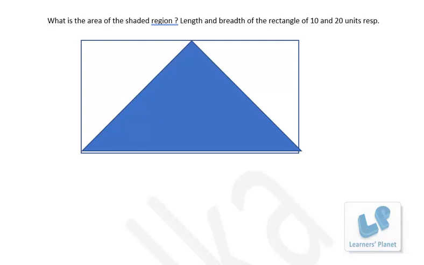Okay, so this is the very first question in the series. What is the area of the shaded region? Length and breadth of the rectangle is 10 and 20 units respectively. So precisely we have to find out the area of this triangle, right? This is the shaded region. So the question is really simple. See, what is the area of a rectangle? That is length into breadth. That means this into this, right? This into this. That is the area of rectangle, right? Suppose this is L and this is B, then area will be L into B.